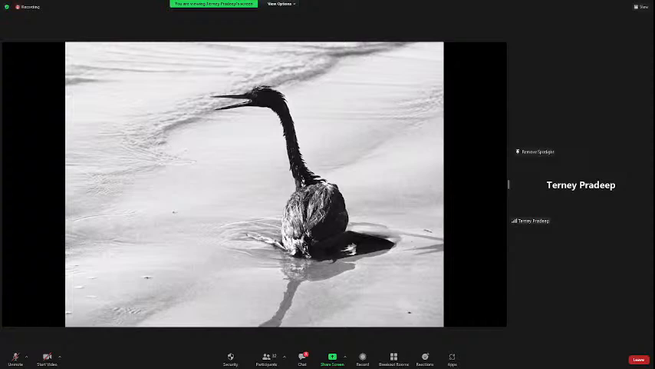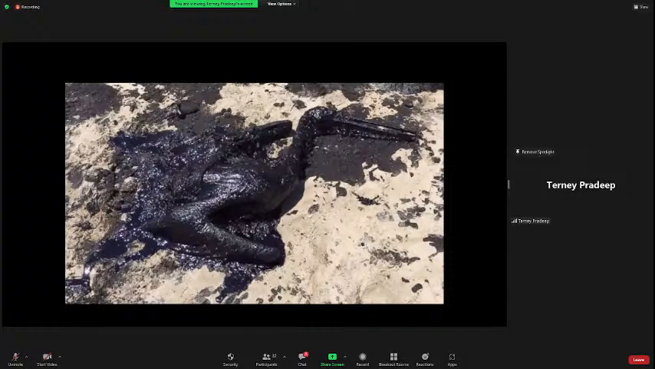They perished, they died. You can see the impact of the Santa Barbara oil spill. Lots of birds, lots of marine life, died.